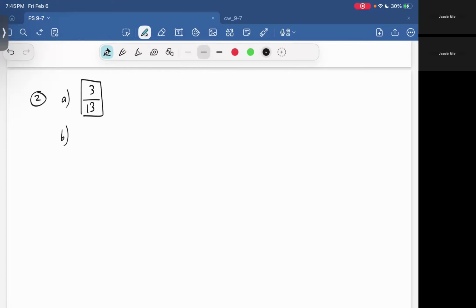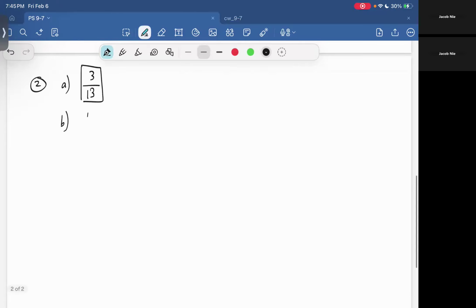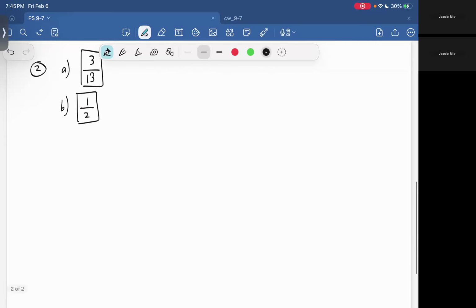What is the probability of getting a red card? It's going to be 1/2 because 2 out of the 4 suits are red, the diamond and the heart. Part C, what is the probability of a red face card? It's going to be 3 over 26.